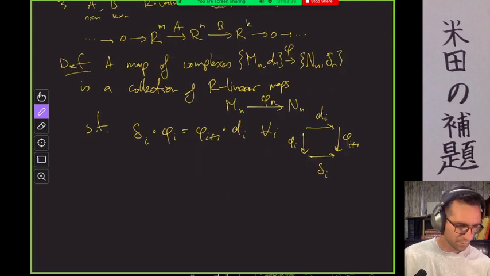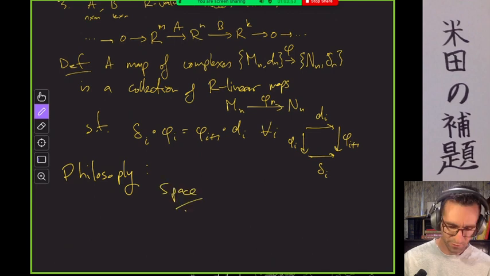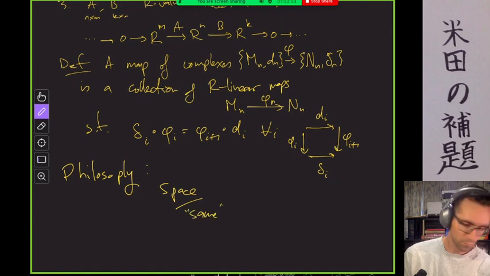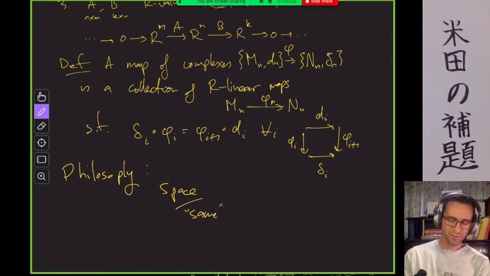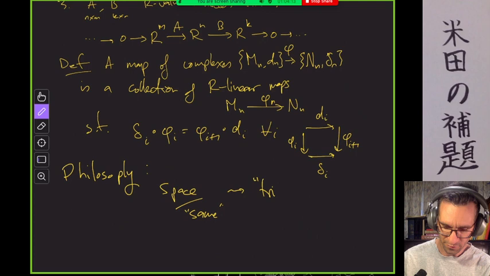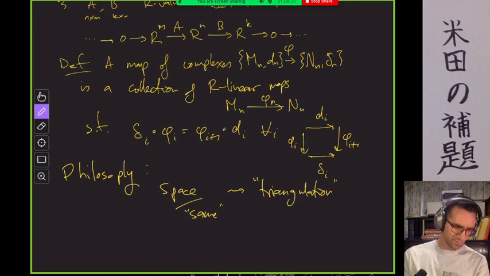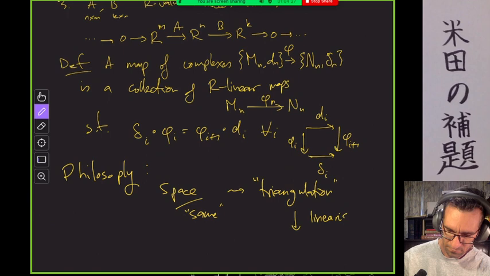So here's a philosophy. A space, up to whatever it means to be the same, we can pick a triangulation or present it via a triangulation, where I'm still a little vague about what that means. It's not a single concept, so let's construct a combinatorial model. When we linearize, it gives us a co-chain complex, and everything here works.